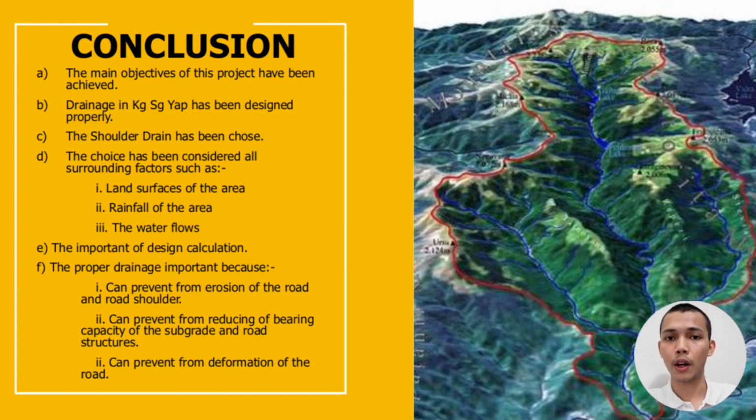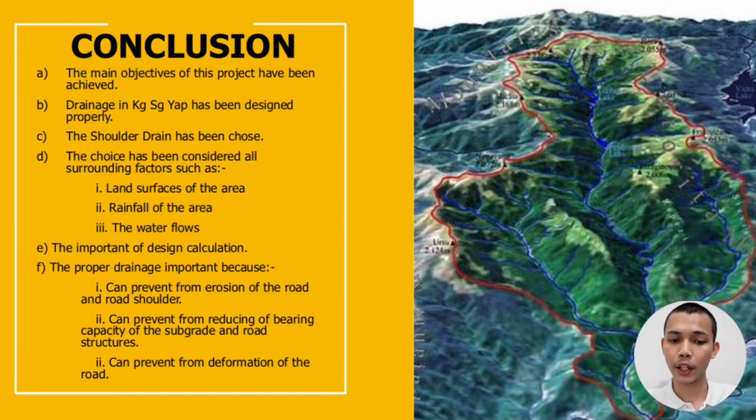The rainfall of the area is used to calculate the rainfall intensity. And number three, the water flows. We want to know which water will flow into the drainage. And the importance of design calculation: from the calculation, we can choose the best and proper design. Why is it important to choose the proper design?